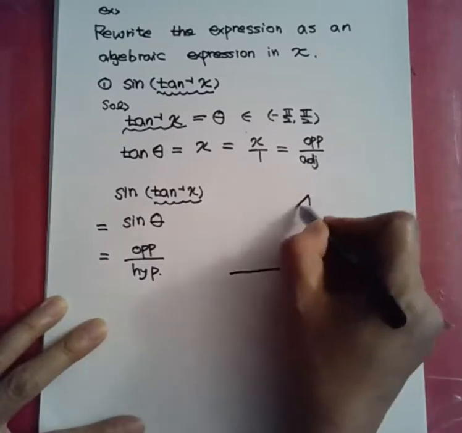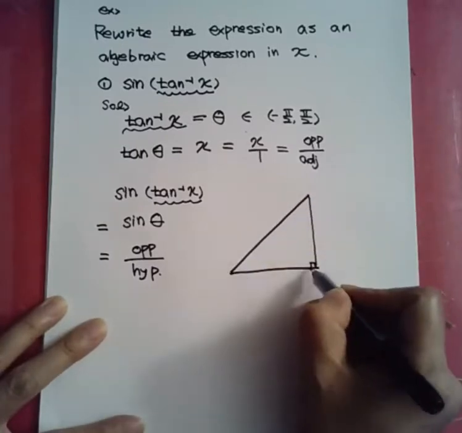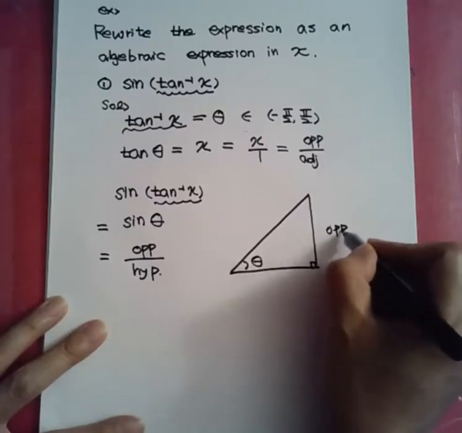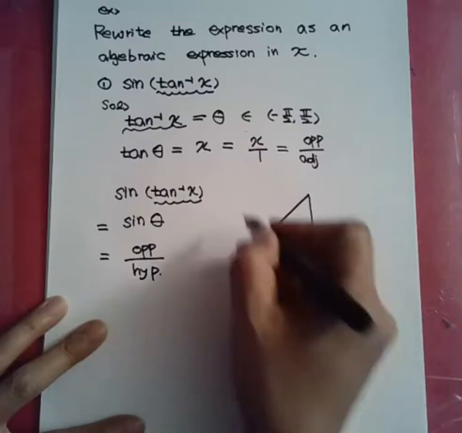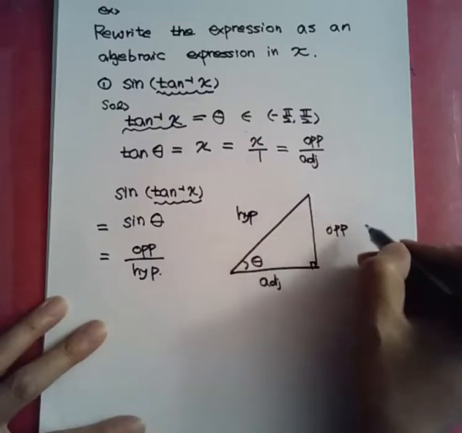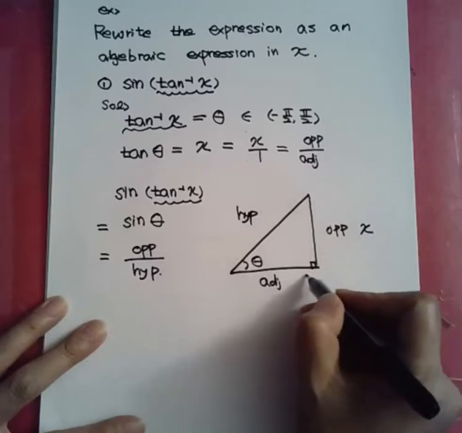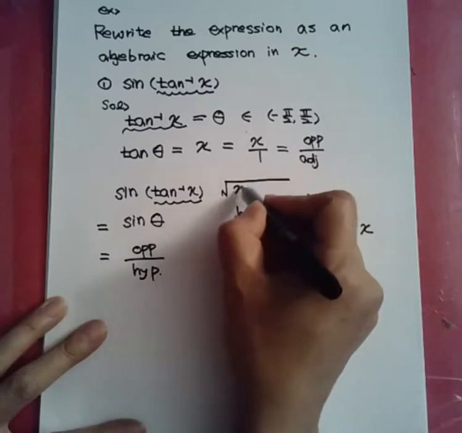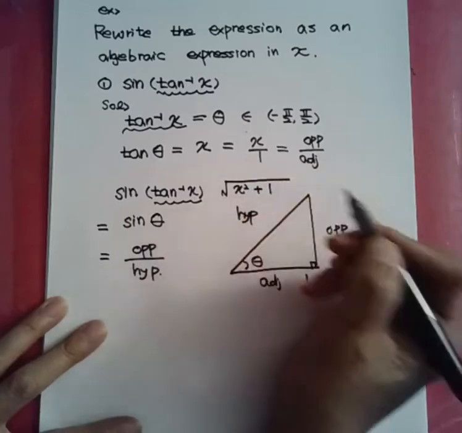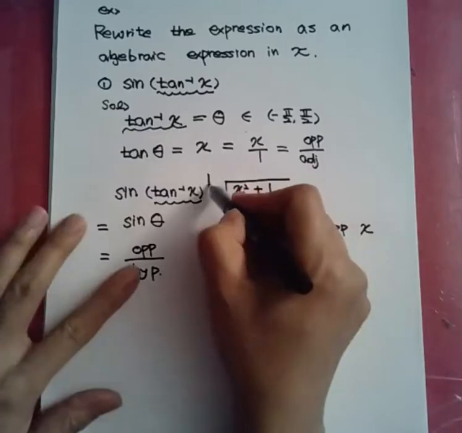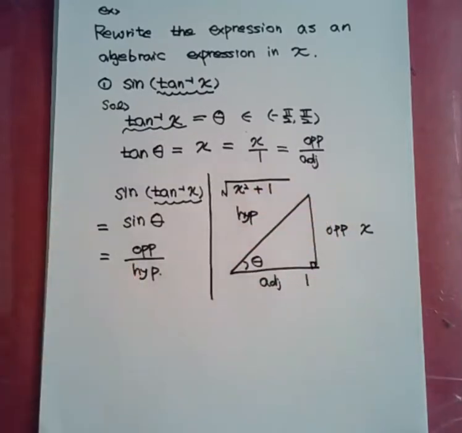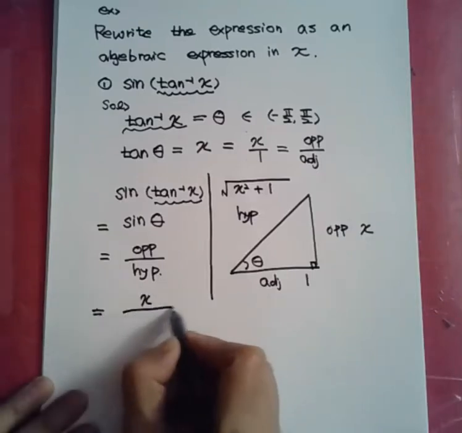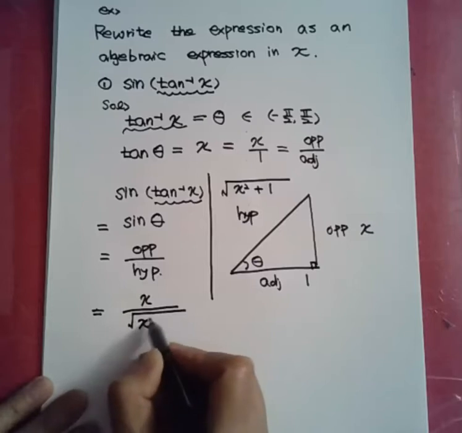Let's draw the triangle. This is theta, this is opposite, this is adjacent, and this is hypotenuse. Opposite is x, and adjacent is 1, and hypotenuse by the Pythagorean formula becomes square root of x squared plus 1 squared, which is 1. So opposite is x, and the hypotenuse is square root of x squared plus 1.